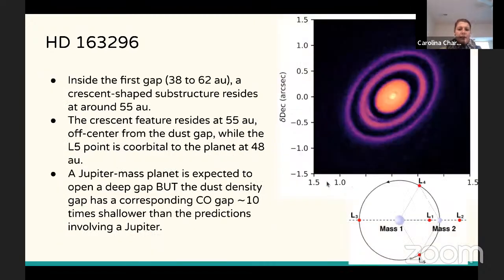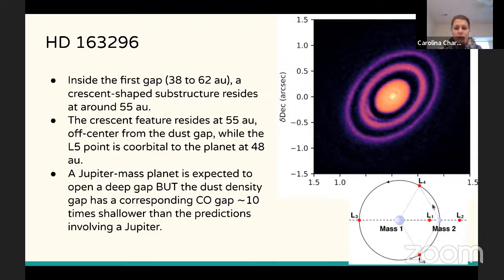So the thing that we want to understand is what happened with this crescent shape. This crescent shape right here is supposed to be in the L4 position of the planet in this gap, but the planet in this gap is supposed to be at 48 AU, and the gap is at 55 AU. And if this structure here is in the L4 point of the planet orbit, it should be at the exact position of the orbit.